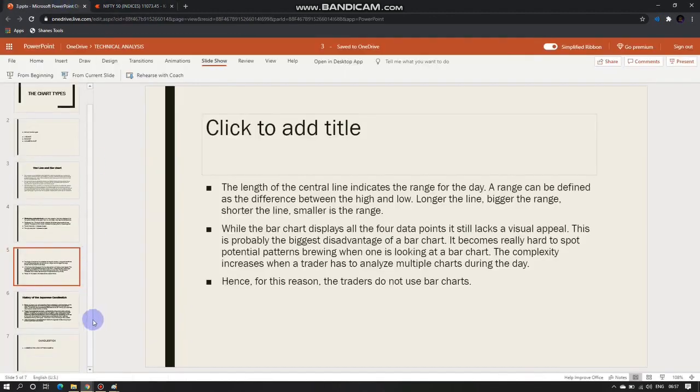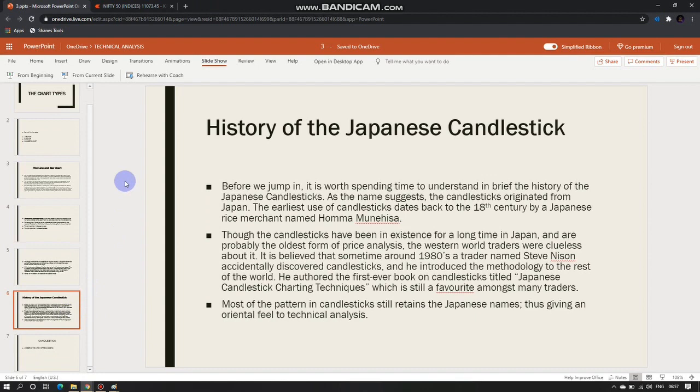Now let's understand the history of the Japanese candlestick in a few seconds. Before we jump in, it is worth spending time to understand the history of the Japanese candlestick. As the name suggests, the candlestick originated from Japan. The earliest use of candlestick dates back to the 18th century by a Japanese rice merchant named Homma Munehisa. Though candlesticks have been in existence for a long time in Japan and are probably the oldest form of price analysis, Western world traders were clueless about it.